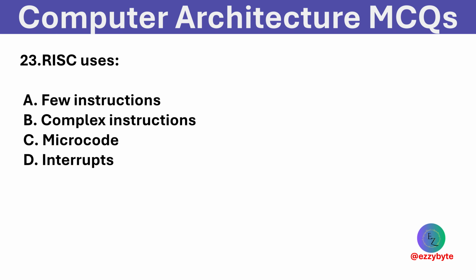RISC uses. Options are few instructions, complex instructions, microcode, and interrupts. Option A is correct. RISC architecture simplifies instructions to enable faster execution.